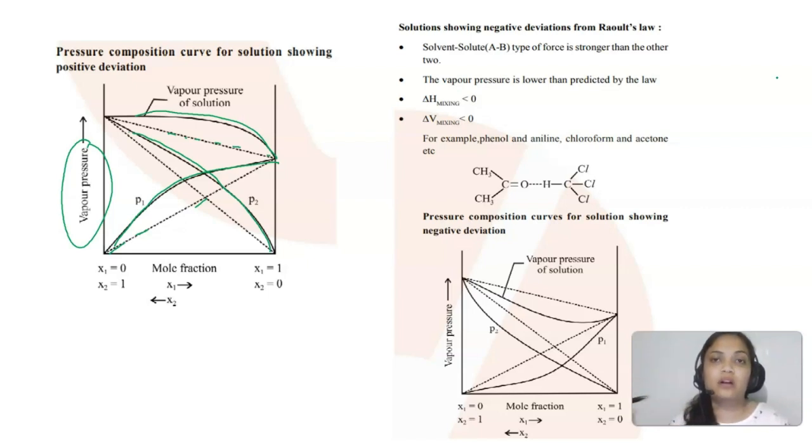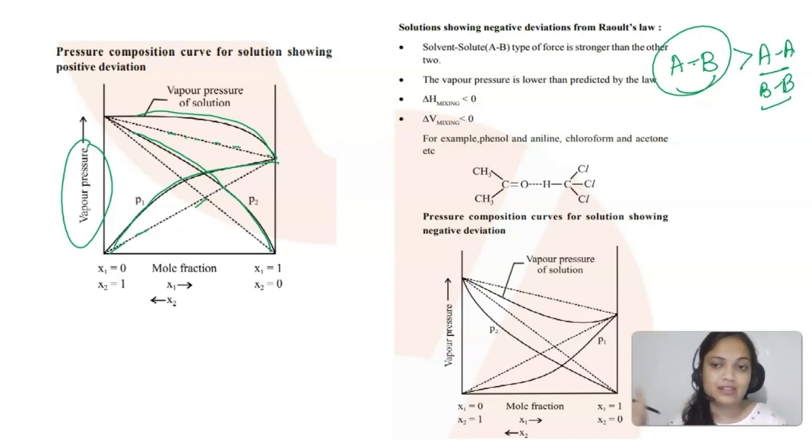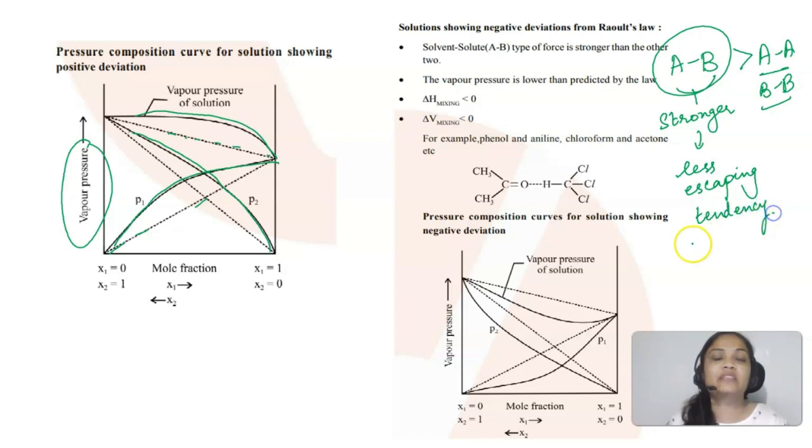When will the vapor pressure be lower, students? When the solute-solvent interactions are stronger than AA and BB interactions. When you mix the two components together, they now have stronger forces of attraction than what was there in their respective pure states. So if AB interactions are stronger, the escaping tendency of the molecules becomes less. They would have less tendency to escape into the vapor phase. So the vapor pressure would be lower.